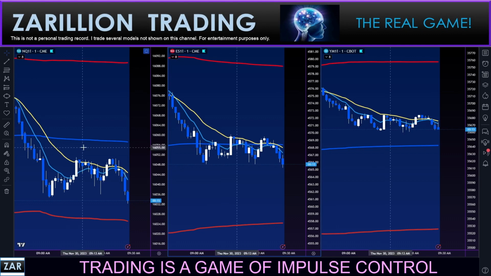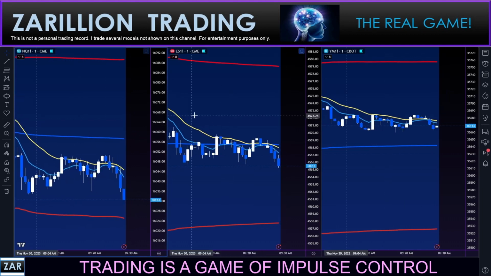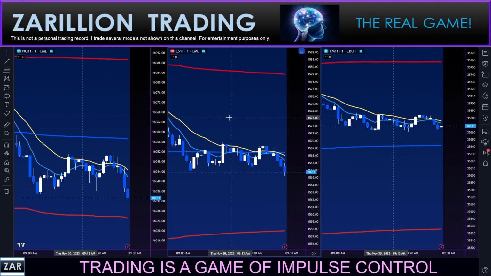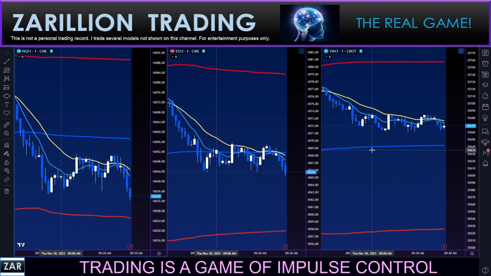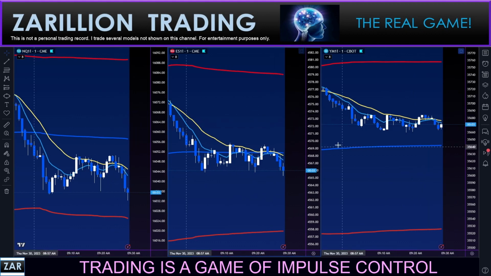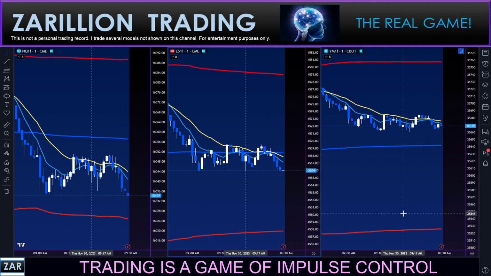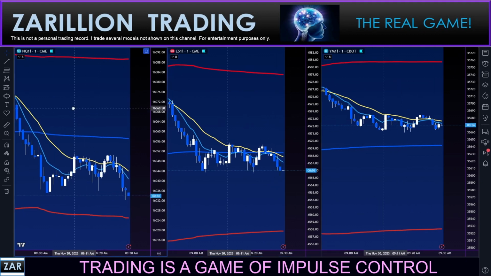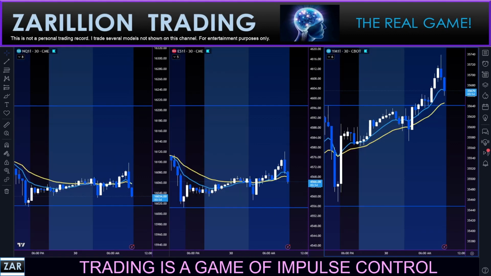Watching the three sisters here in advance of the open in New York. Below VWAP here on the NASDAQ and the S&P marginally, and the Dow still remaining above the volume weighted average price. These are standard deviations of 2.5 bands, top and bottom. 1 minute charts here. Let's take a look at the 30-minute three sisters.